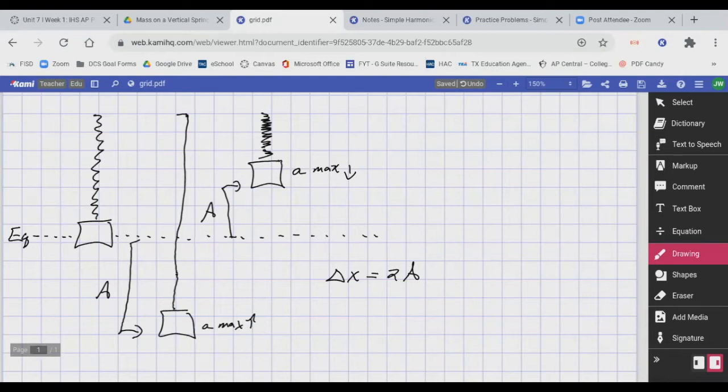Cool. All right, awesome. That gives you a visual representation of a spring. Let's take a look at a pendulum.